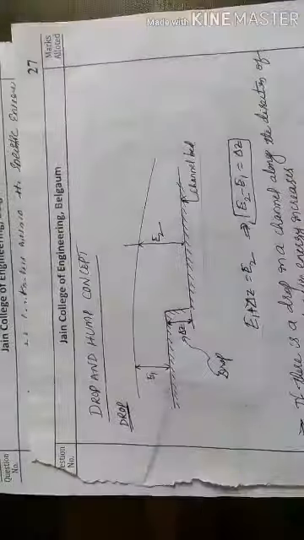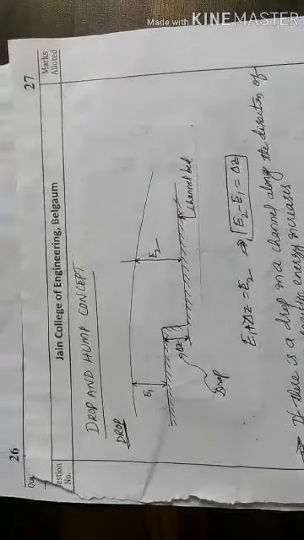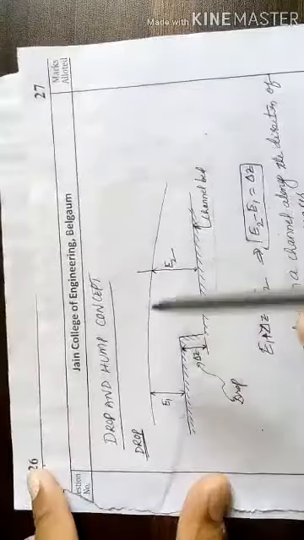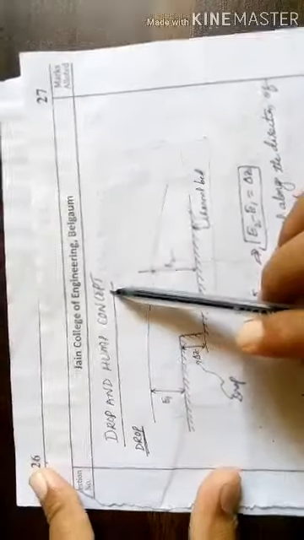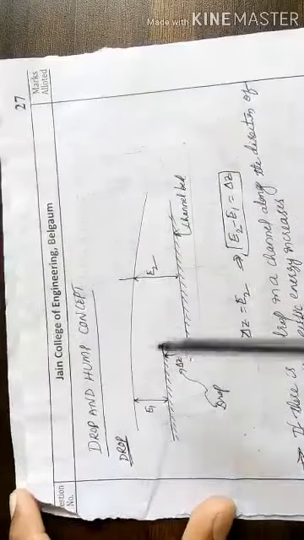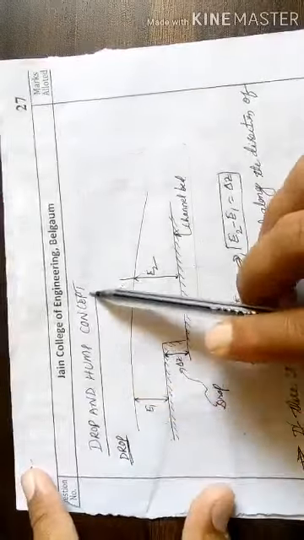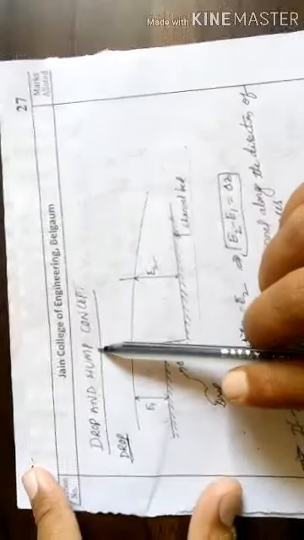Next comes the specific energy, which can be understood by having a drop and hump in a channel. That is the drop and hump concept in a channel. So we can understand how the specific energy can be calculated if we have a drop in a channel, or if we come across any hump in a channel. This is very, very important.